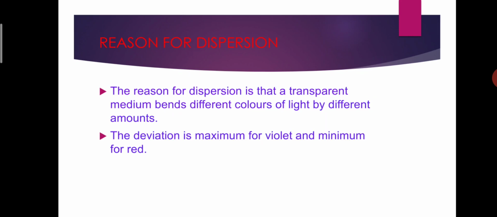Okay, what is the reason for dispersion? The reason for dispersion is that a transparent medium bends different colors of light by different amounts. The deviation is maximum for violet and minimum for red.